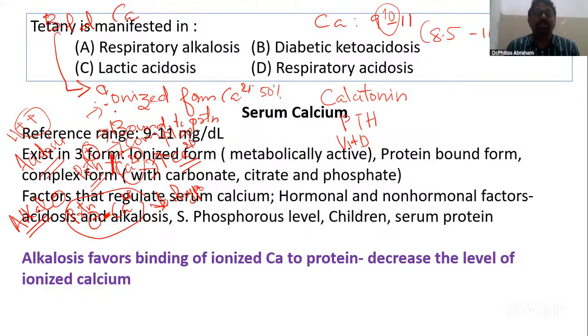So that's called Trousseau's sign. The other sign: if we tap on the facial nerve, the fifth cranial nerve, sorry, facial nerve, what will happen? That leads to twitching of our facial muscles, some paralysis-like effect, which we call Chvostek's sign. That's also a condition of hypocalcemia.